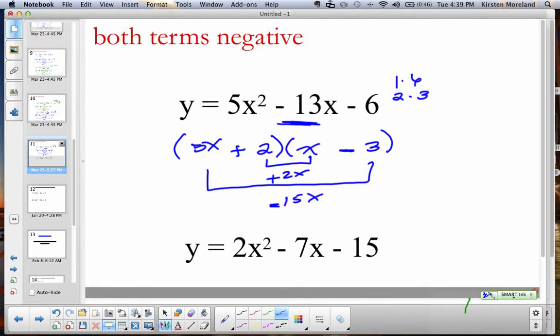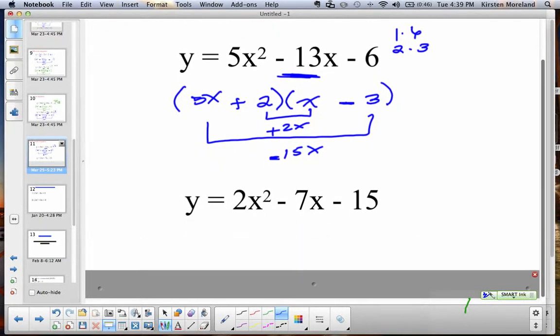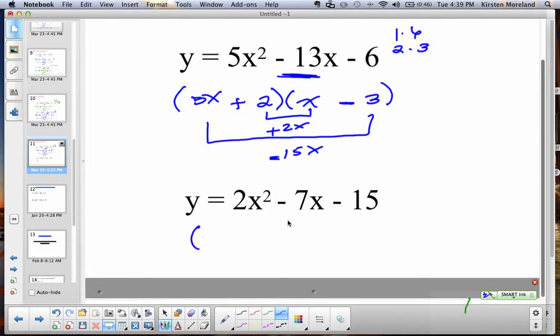Alright, last one. This one looks like it's nice to finish off. 2x squared is always going to be 2x and x. 15 again is 1 and 15, and 3 and 5. I start with the 3 and 5. I don't usually start with the 1s.